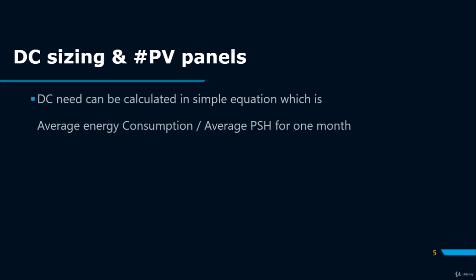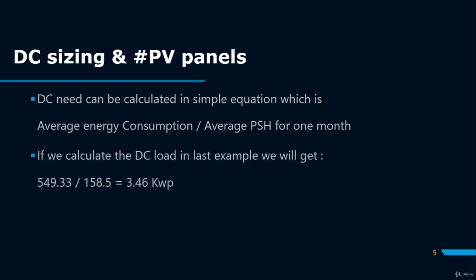DC need can be calculated with a simple equation, which is average energy consumption, not the total, over the average peak sun hour for one month. So if we calculate the DC load in the last example, we will get 549.3, which is the average energy consumption, over 158.5, which is the peak sun hours for the month, and we will get 3.46 kilowatt peak DC power.